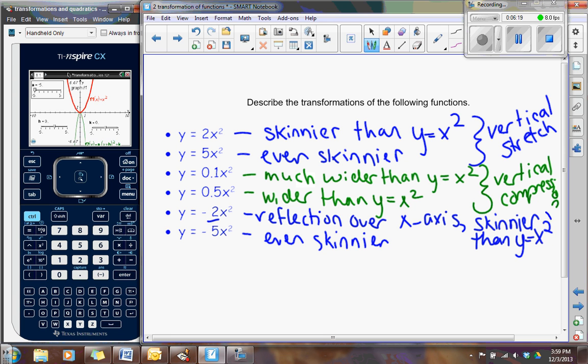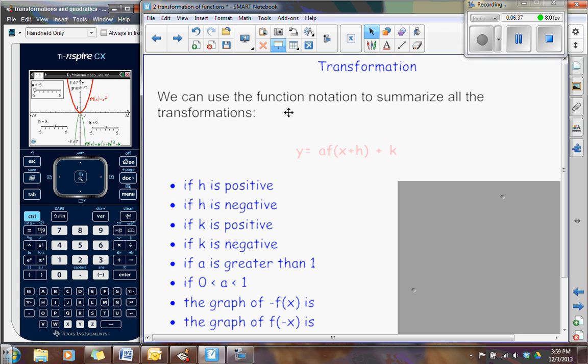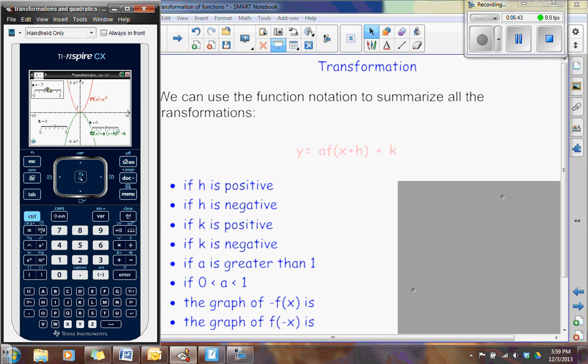So when we have a negative a, we're going to have a reflection over the x-axis. Okay. So let's just summarize these transformations. We'll put a back to 1.